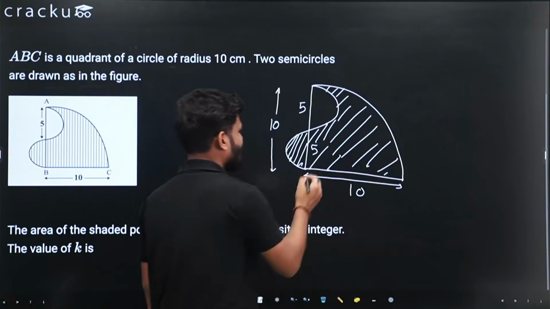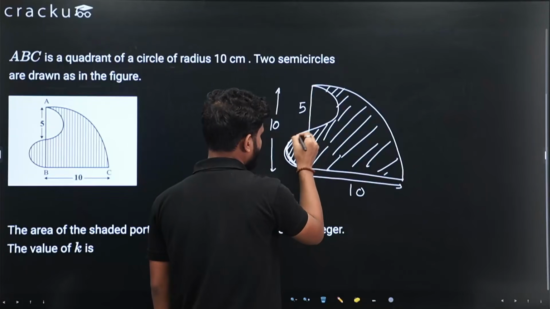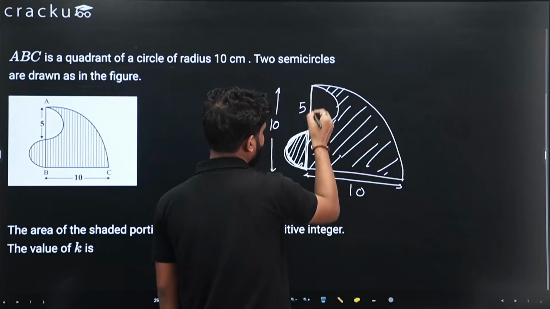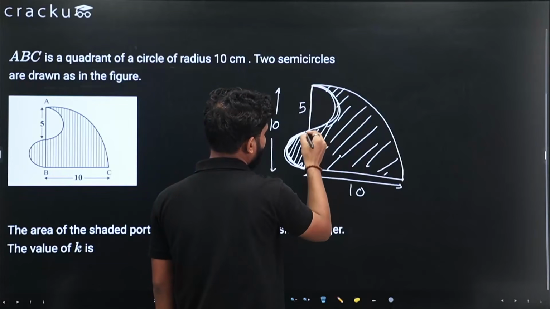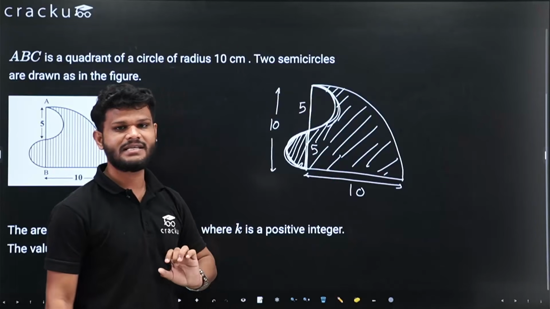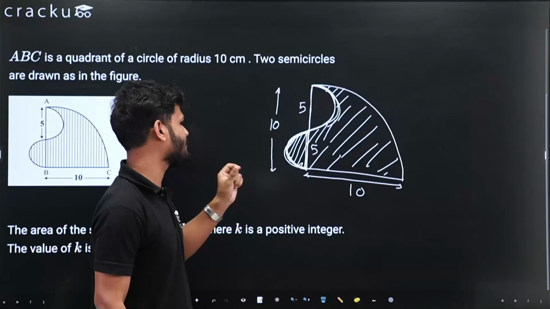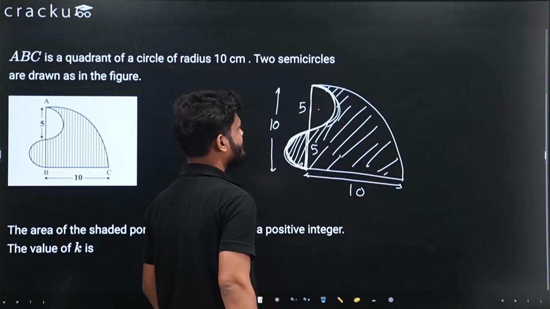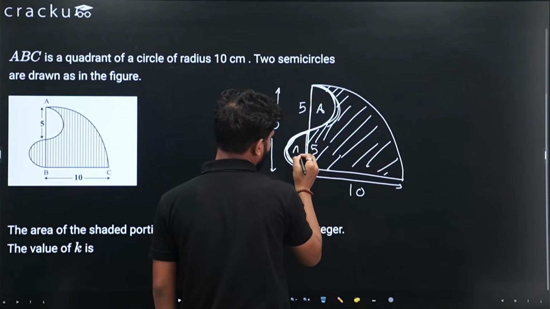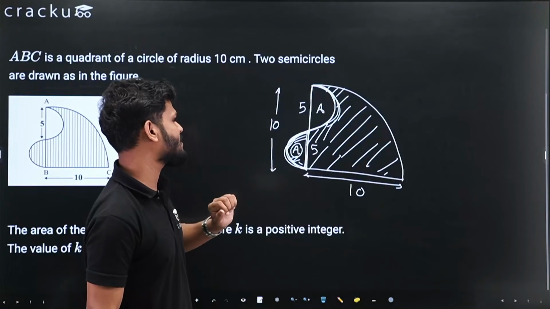Now, can I say for this semicircle and this semicircle, the area will be same. Why can I say? Because the diameter of both the semicircle is same. And if diameter is same, the radius of both the semicircles will be same. The area of these two semicircles will be same. Let us say area here is A. So here also area will be A. Right?